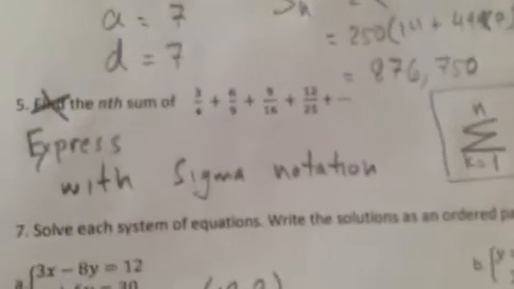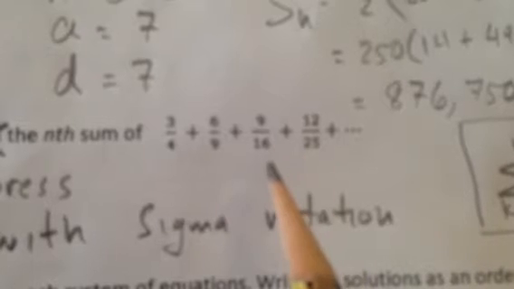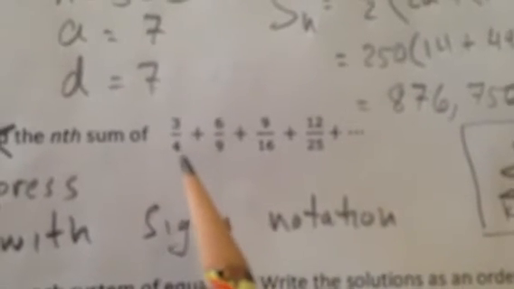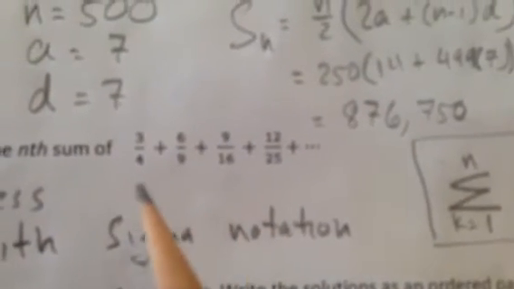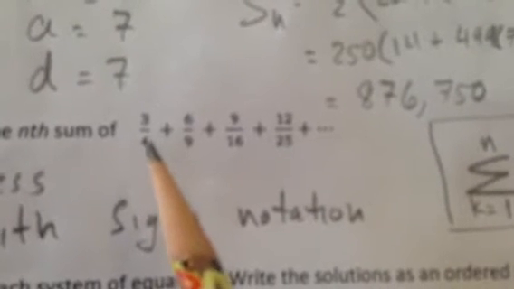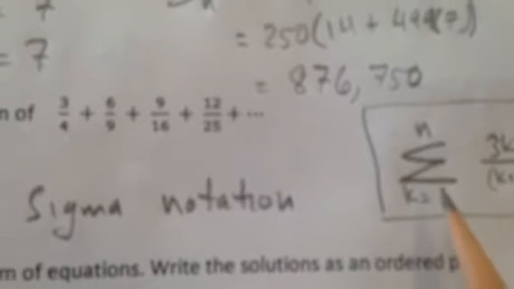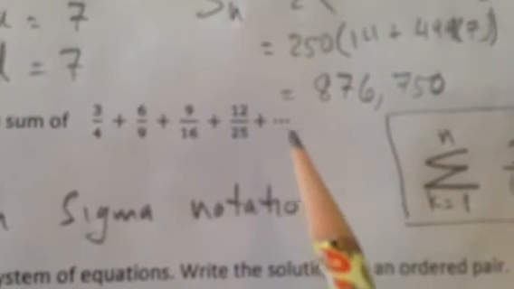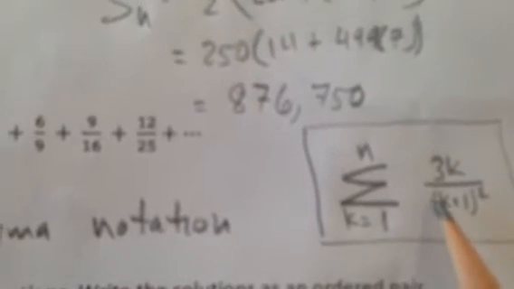Okie doke, let's do this next problem here in sigma notation. We see 3 over 4 plus 6 over 9, 9 over 16, 12 over 25. So we got multiples of 3 on top, and I have perfect squares on the bottom. So I have to figure out how I'm going to put that in sigma notation. If I decide to let my index variable equal 1 and go up to n, because this just goes on forever, it doesn't really ever stop, I can write it this way.